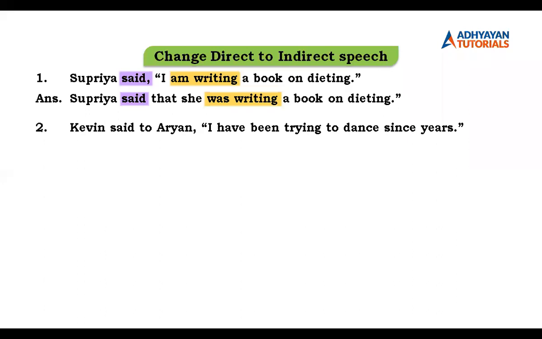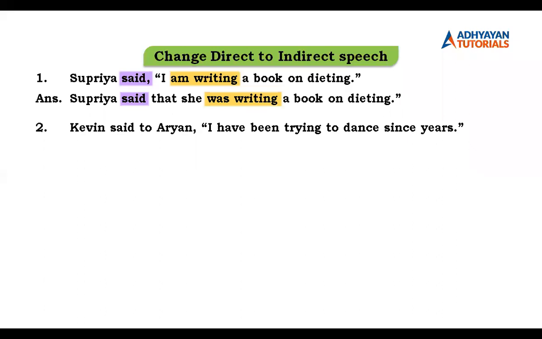So now I'll just help you out. So remember Vaibhav, कभी भी अगर आपको said to दिखता है ना, this for everyone, okay Vaibhav? Said to अगर आपको दिखता है ना, तो indirect speech में उसको told कर देने का, told. तो Kevin said to Aryan will become Kevin told Aryan. Do you understand? Yes, sir.